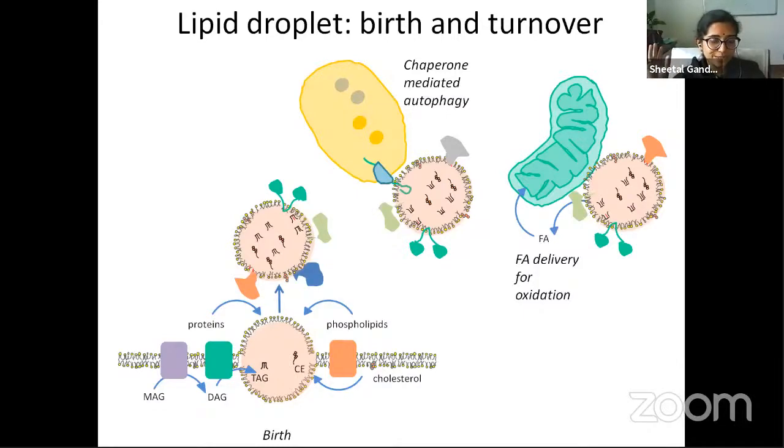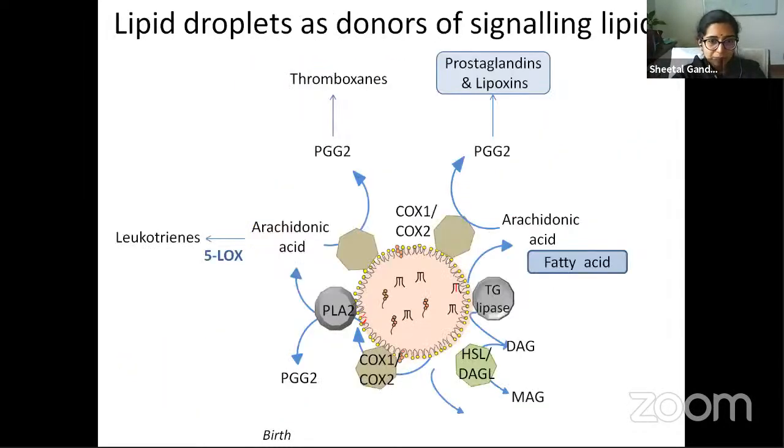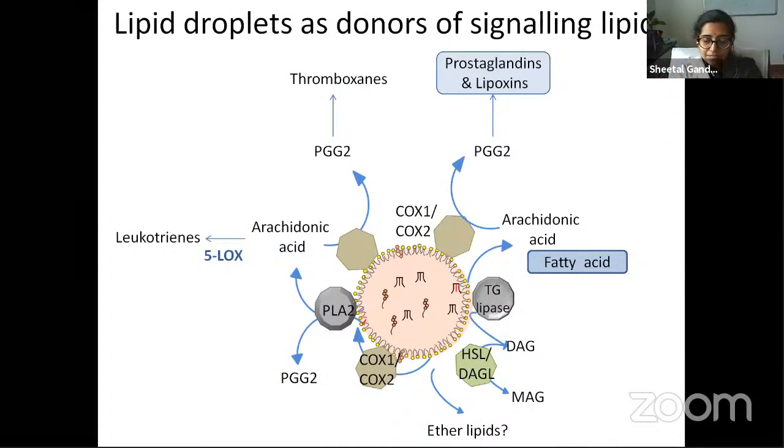However, we don't know how lipid droplets interact with bacteria that are present inside the cell once the cell is infected. In addition to providing fatty acids when the cell needs it, lipid droplets also serve as donors of signaling lipids. These are basically derived from fatty acids such as arachidonic acid. And several of these, like thromboxane, prostaglandins, and lipoxins, are all oxygenated derivatives of arachidonic acid, which have a huge role to play in recruiting inflammatory cells or dampening the inflammatory response during the course of infection.